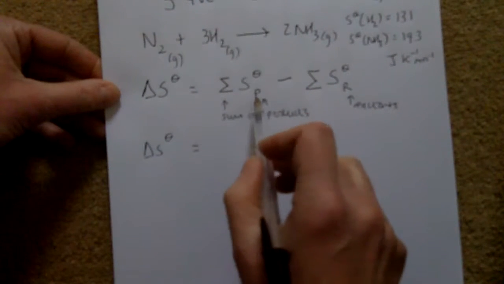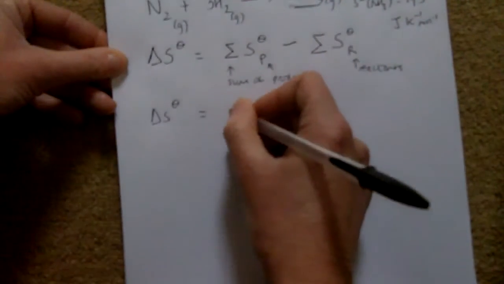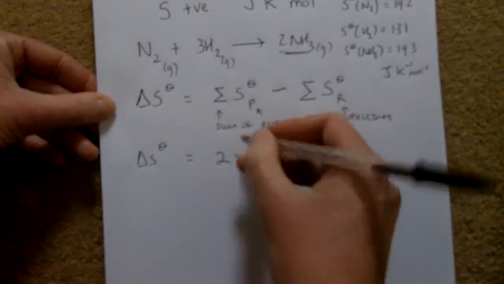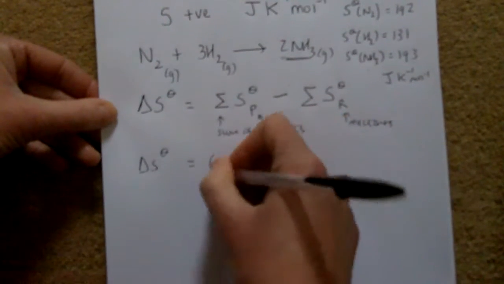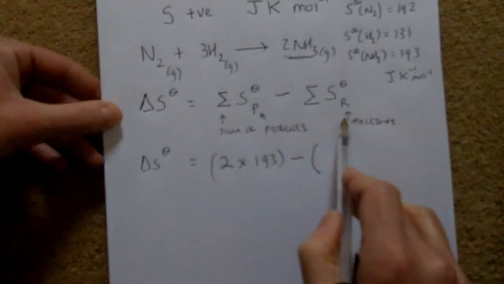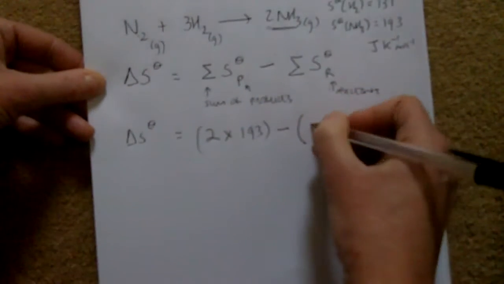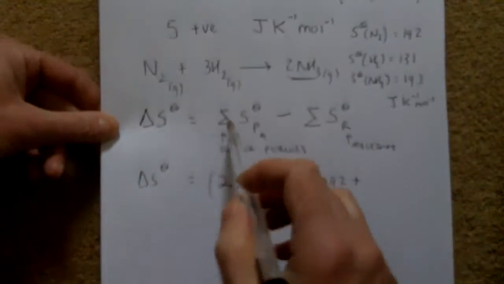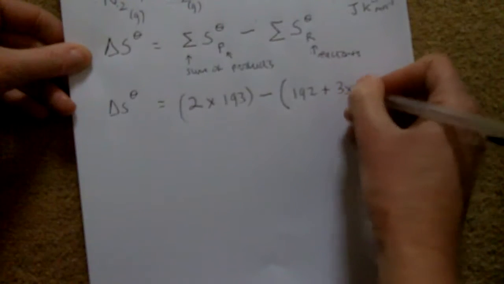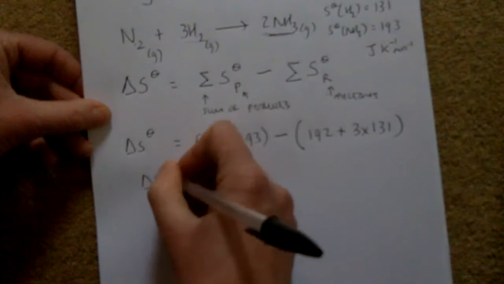So you've got to sum up the entropy of the products. There are 2 moles of ammonia, so you need to do 2 times the entropy of ammonia, which is 193. Then you take away the entropy of the reactants. So you take away 1 lot of nitrogen, 192, and we've also got 3 hydrogens, so 3 times 131, and that's how you work out the entropy change for a reaction.